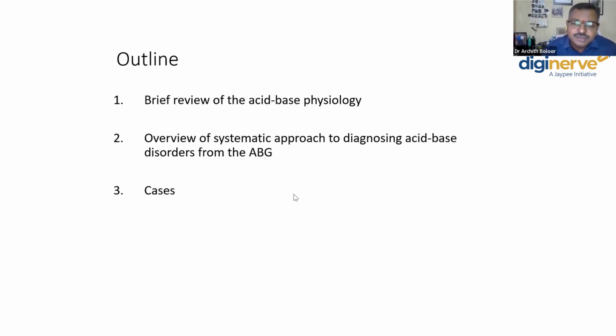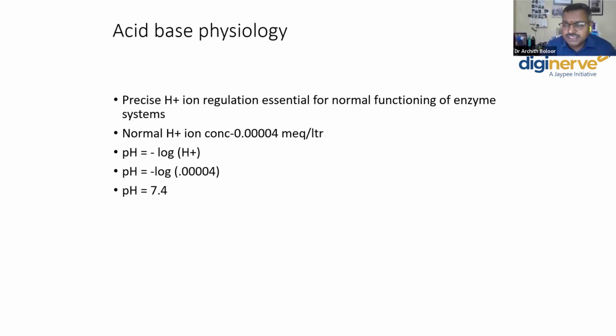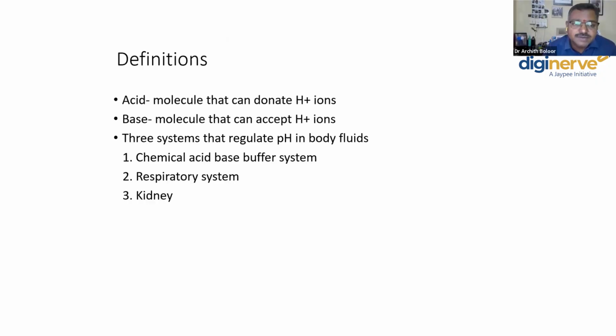If you look at the acid-base physiology, precise H plus ion regulation is essential for the normal functioning of a variety of enzymatic systems. So it's very important that we maintain the pH. The normal H plus concentration is measured as 0.0004 milliequivalents per liter, and we express it as pH, which is the negative log of the H plus ions that we have. The normal pH is generally 7.4.